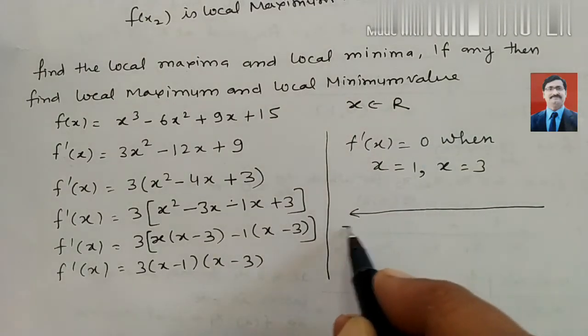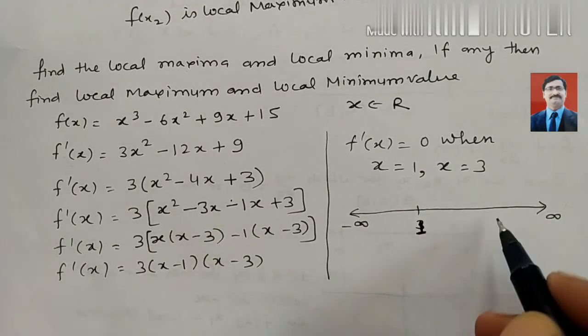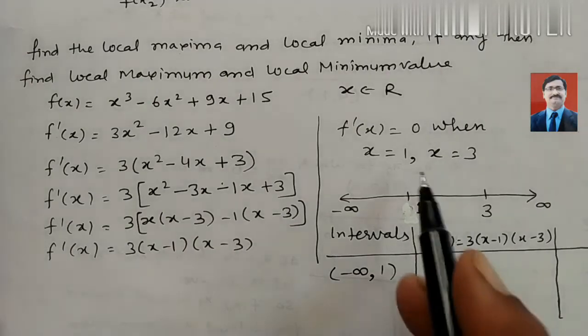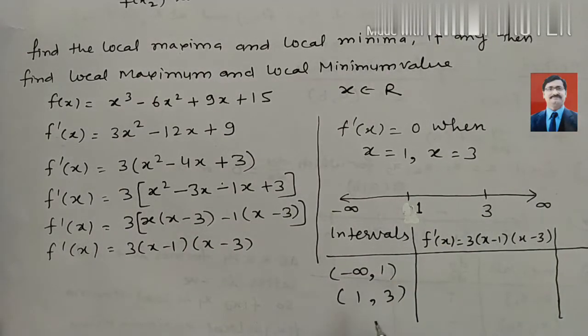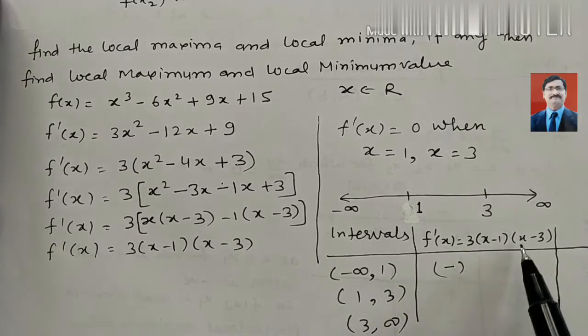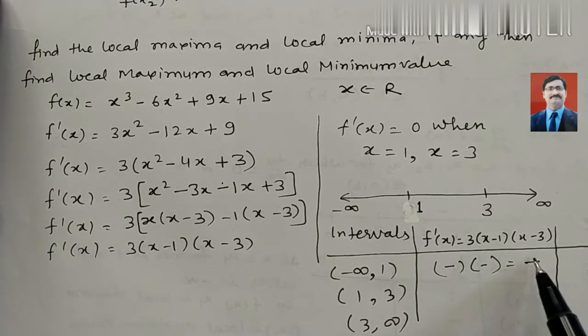We have real numbers from minus infinity to infinity, and we mark the first point 1 and the second point 3. Now look here, we have intervals: minus infinity to 1 is the first interval, 1 to 3 is the second interval, and 3 to infinity is the third interval. In the first interval, minus infinity to 1, you can take any point. I will take 0. If I put 0, I get negative, and the other factor will also be negative, and negative times negative gives positive.